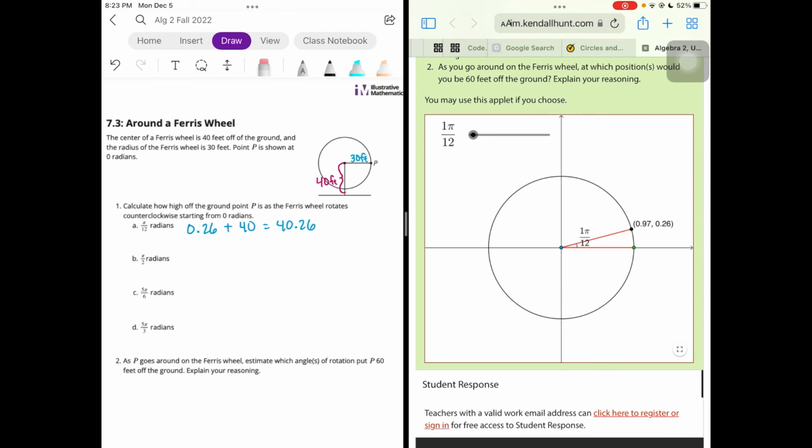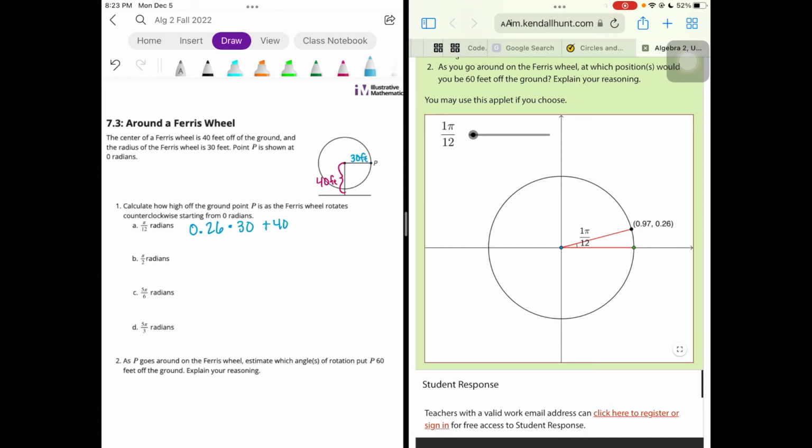Oh, that's for 1 unit. All right, so we got to fix that. We have to scale that. So let's come back to that. All right, so that is 0.26. But then we have to multiply that by that radius, which was 30. And then we need to add the 40 feet to it because we're already 40 feet above the ground.